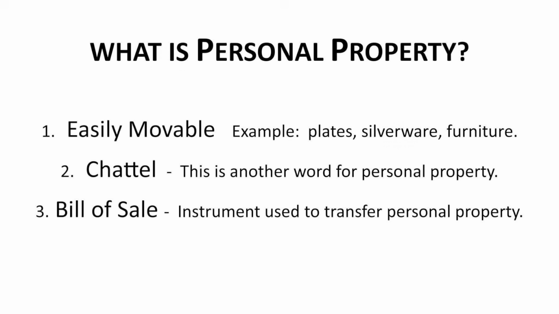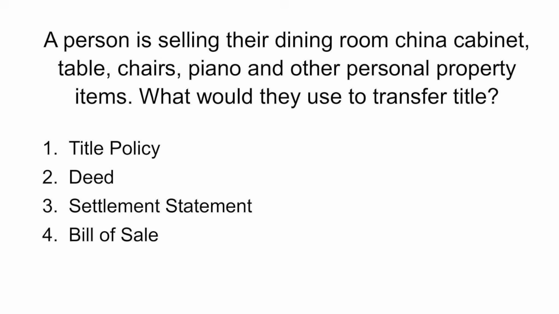And now let's begin 3 test questions. Read this along with me. A person is selling their dining room china cabinet, table, chairs, piano, and other personal property items. What would they use to transfer title? Number 1, a title policy. Number 2, a deed. Number 3, a settlement statement. Or number 4, a bill of sale. Your answer is number 4, a bill of sale. And that's what we talked about just now. The bill of sale is the instrument used to transfer personal property.